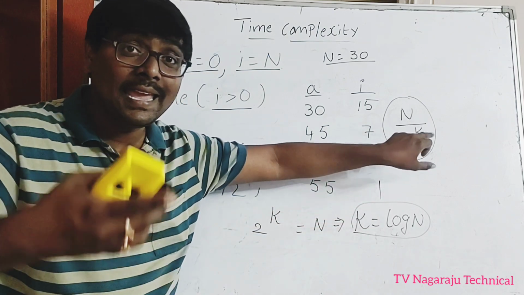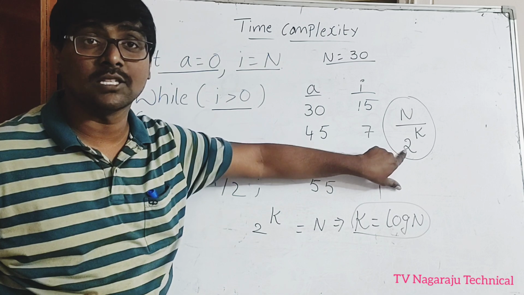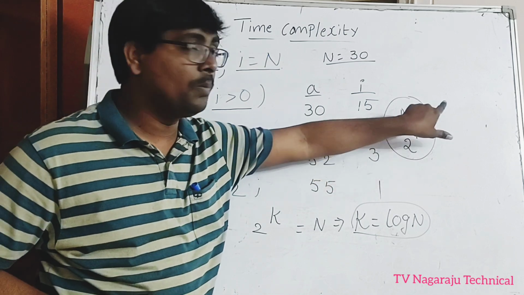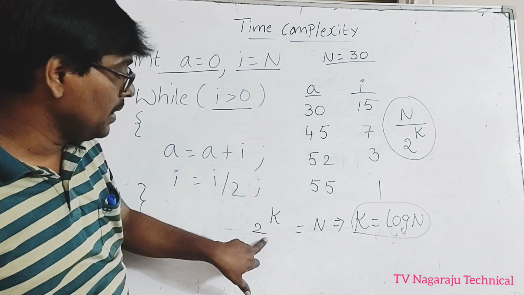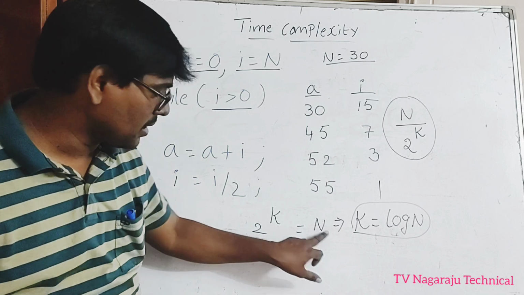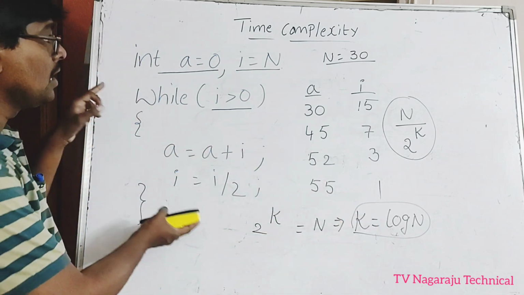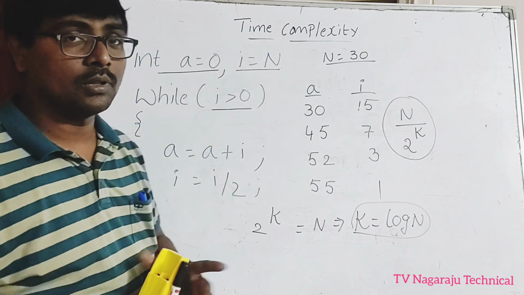So after k number of iterations, my n value becomes n by 2 power k. Suppose n by 2 power k is equal to, what is that one? I. Simply 2 power k is equal to n into I. I is not at all required. K is equal to log n. This is the time complexity for this algorithm. Okay, that is the example. Thank you.